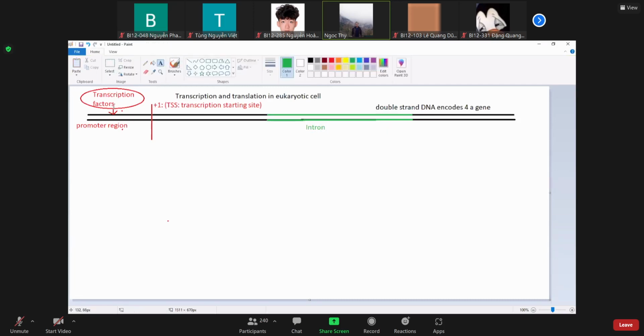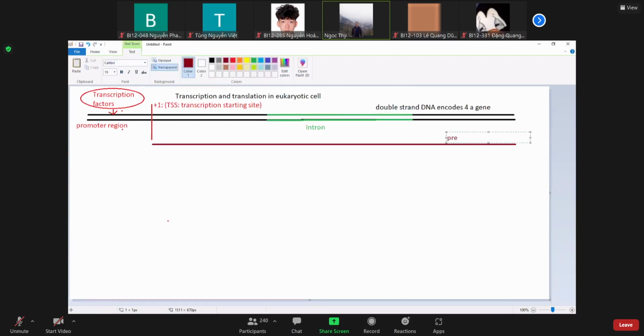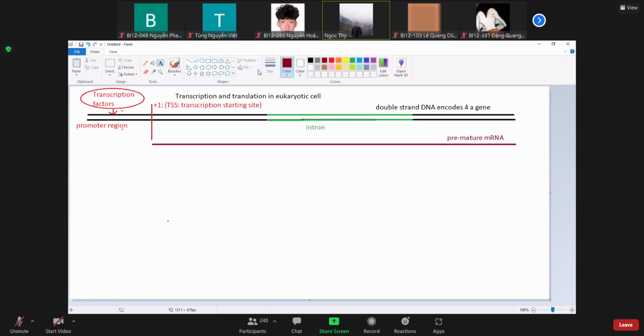So the transcription factor binds in the promoter region and slides until it reaches position +1, and it starts to synthesize the mRNA here. So this is the premature mRNA, with the sequence of the intron.